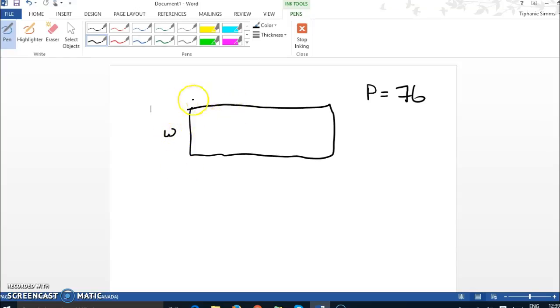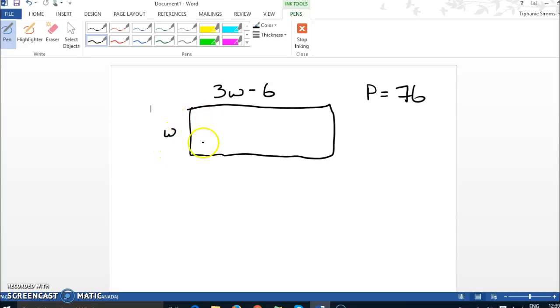But we know that the length here could be represented by this expression. So we have 3W minus 6. I don't know the width, I call that W. The length I know is 6 centimeters shorter than 3 times the width, so I'm going to express that as an algebraic expression right here.